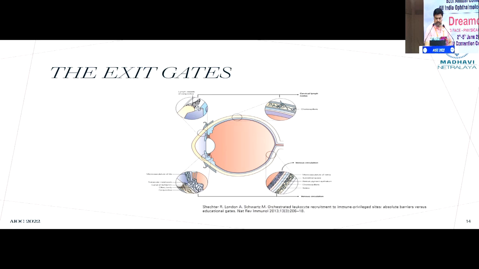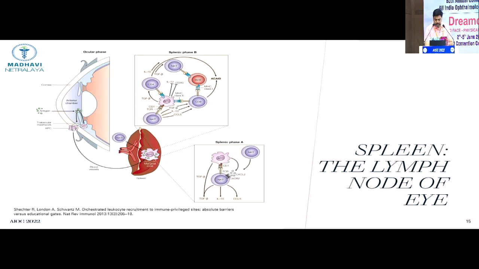Now, antigens can leave the eye via 4 gates only, which are the lymph vessels of the conjunctiva, the anterior chamber angle and Schlemm's canal, the retinal venous circulation, and the choriocapillaris. The lymph node of the ocular circulation is the spleen. There is no lymph node in the neck or anywhere else. It is the spleen. So any antigen presenting cell that initiates T cell maturation should reach the spleen. The peripheral tolerance to the antigen happens in the spleen.